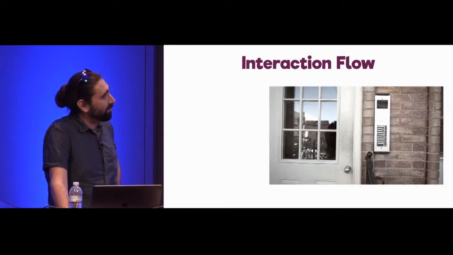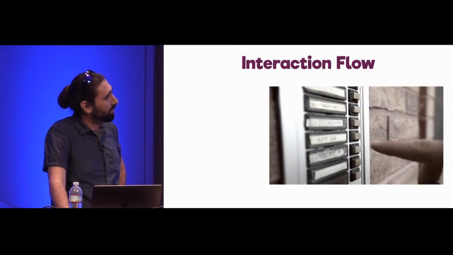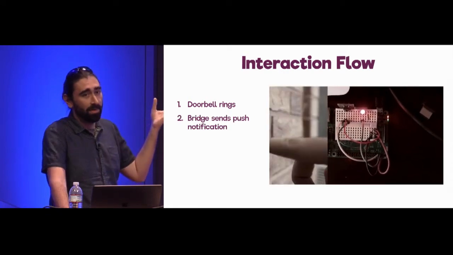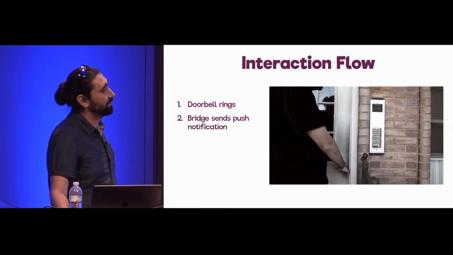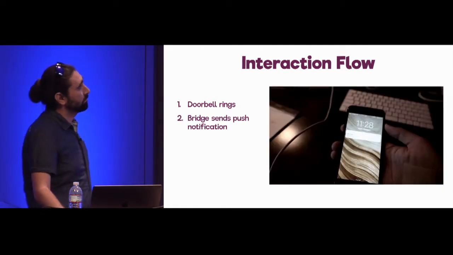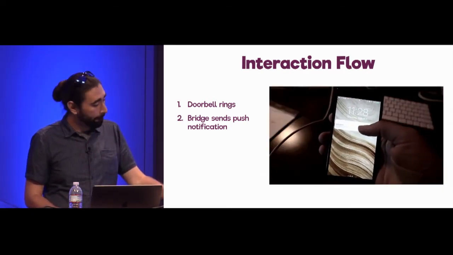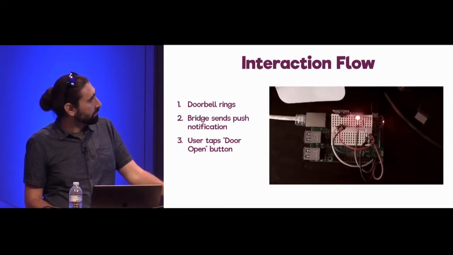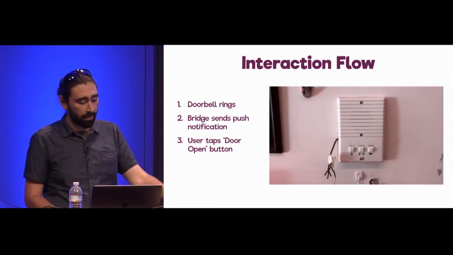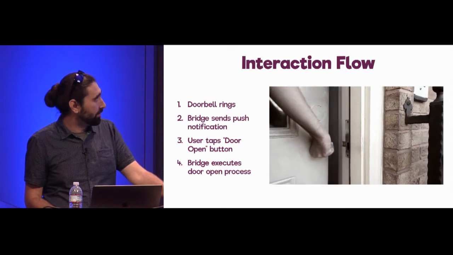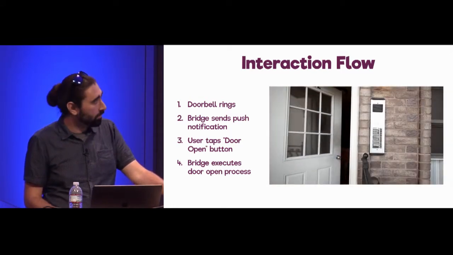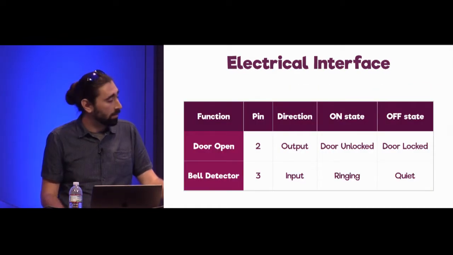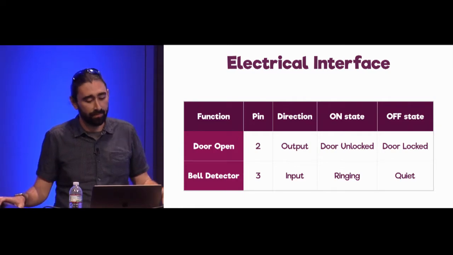So first off, someone pushes my doorbell. Great. So my Raspberry Pi running my bridge software sends that push notification. I get it on my phone. I execute the quick action to open the door. It comes back to the Pi, and the door actually opens. So again, pretty simple interaction. Let's go into how I actually built that.